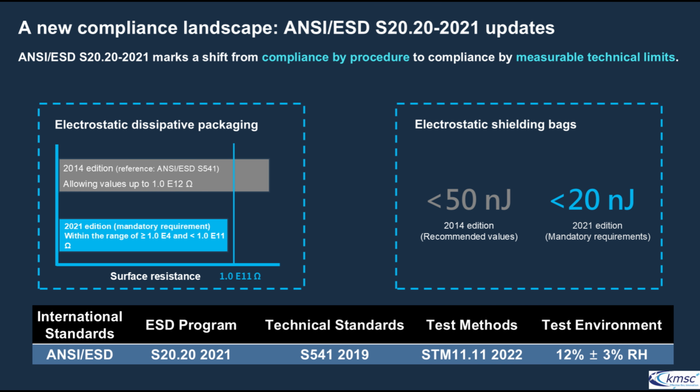The 2021 revision of the standard represents a major step toward more precise protection metrics. It strictly defines the surface resistance of dissipative packaging materials to be within 10^4 to 10^11 ohms, and mandates testing under 12% relative humidity, using the specified test method STM11.11.